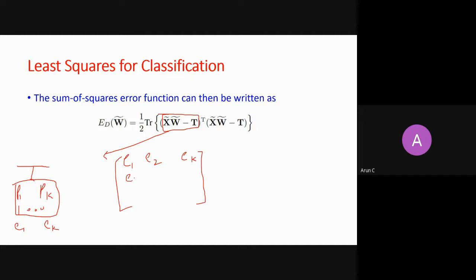Similarly for the second sample, E1 to EK, and similarly for the nth sample, E1 to EK. Now can anybody tell me how to calculate the least square cost function? E1 square plus E2 square plus EK square, all the elements. Very good. So I need to take the square of every element and sum it. This is my total error. This is what we do in least squares, right?